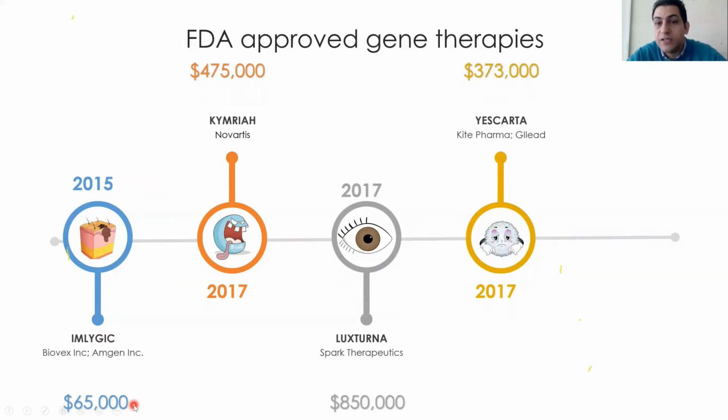In 2017, also Gilead, which is one of the big pharmaceutical companies, came out with a gene therapy called Yescarta, which works exactly like Kymriah, but for a different type of lymphoma.